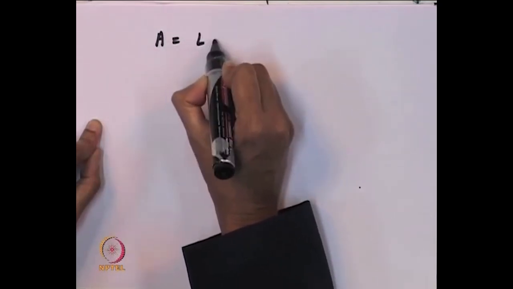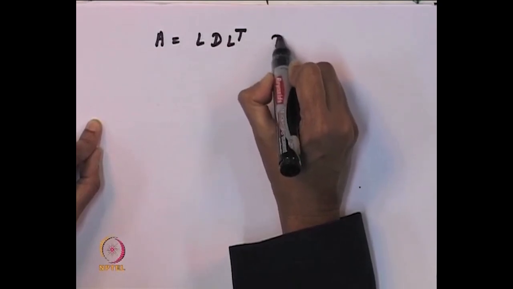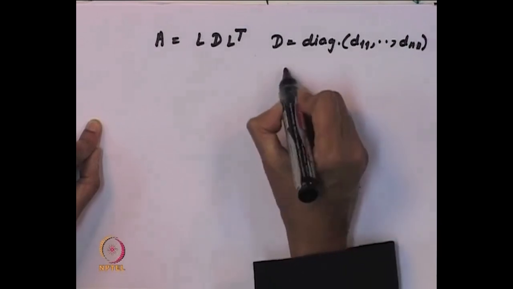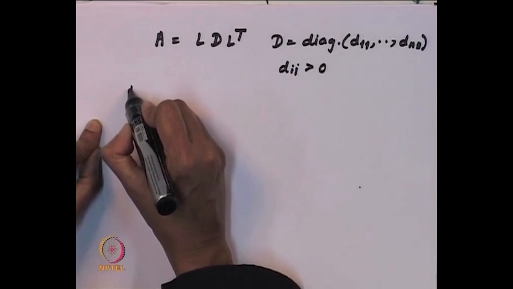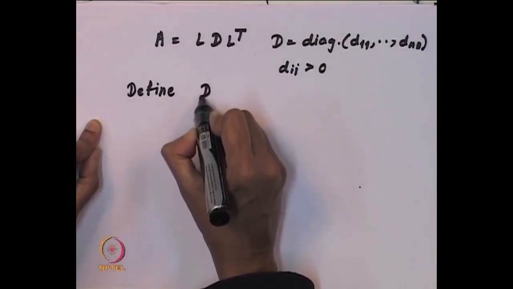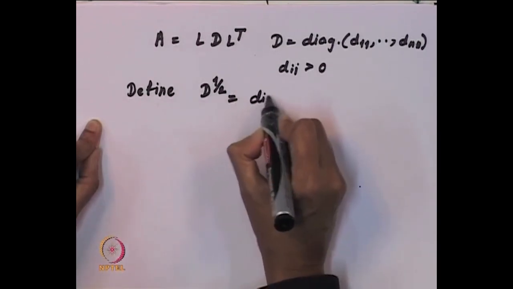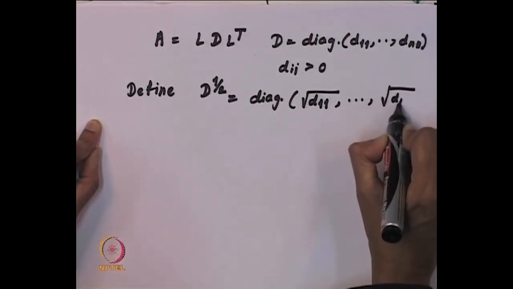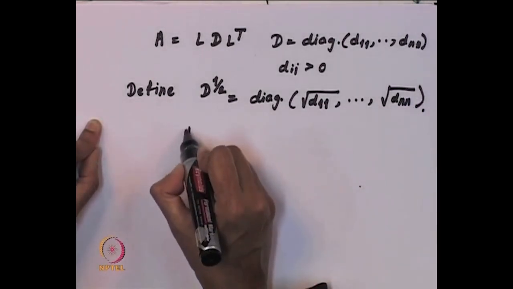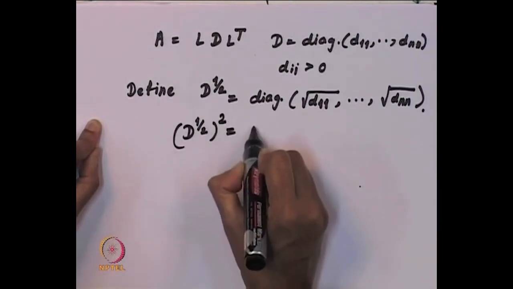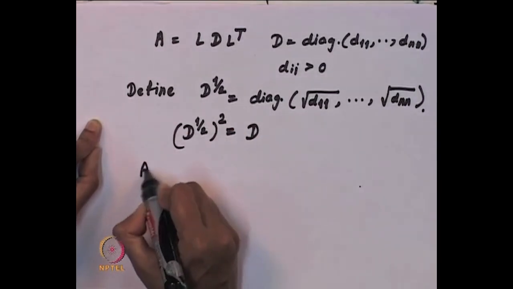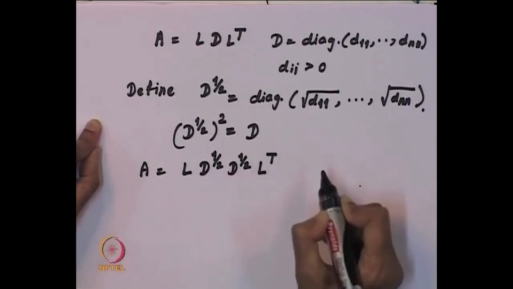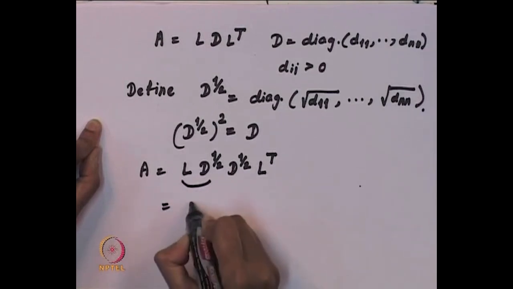So, we have A is equal to L D L transpose, D being a diagonal matrix, and the D i i's are bigger than 0. You define D raised to half, it is a notation, to be a diagonal matrix with diagonal entries as square root of D 1 1 up to square root of D n n. This matrix will have the property that D raised to half, its square, is going to be your matrix D. And hence, A is going to be equal to L D raised to half D raised to half L transpose. Now, let me call this matrix G.